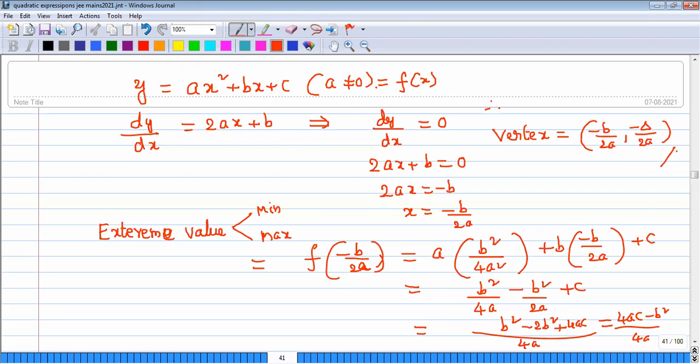Using the calculus method also, you can find extreme values of any function, not only quadratic expression or quadratic polynomial. For any polynomial function, we can find its minimum and maximum values using this calculus method, with the help of calculus. That can be discussed later. Okay, leave it for a while. I discuss this one.